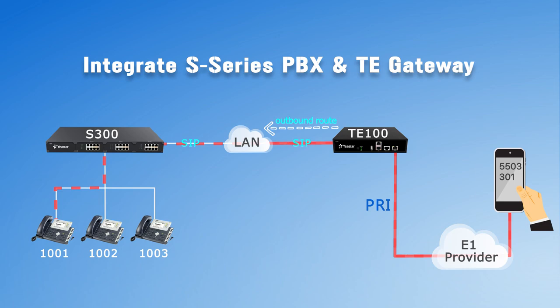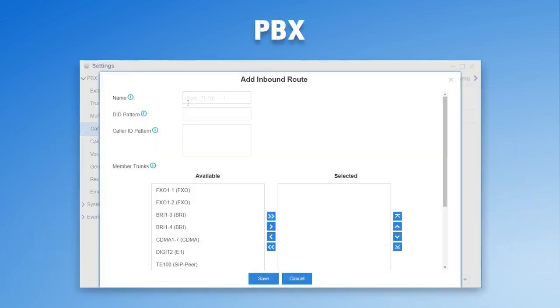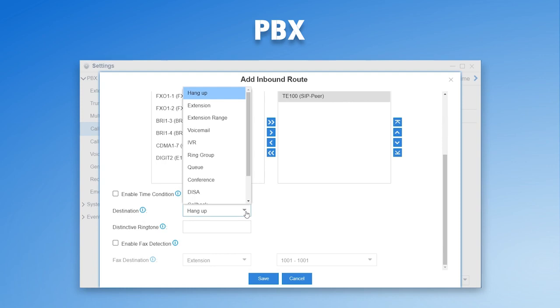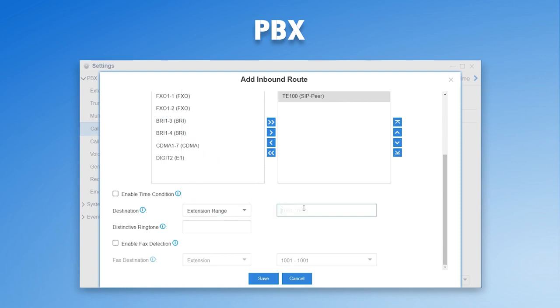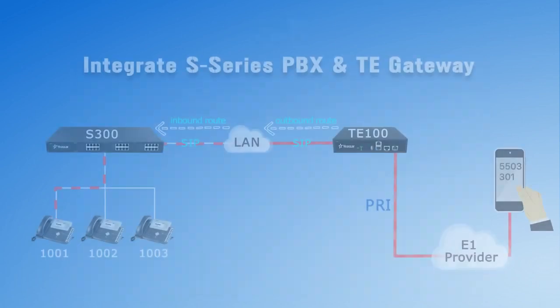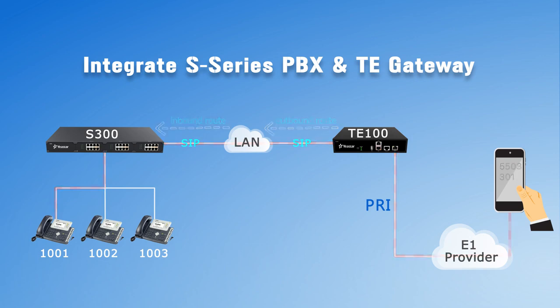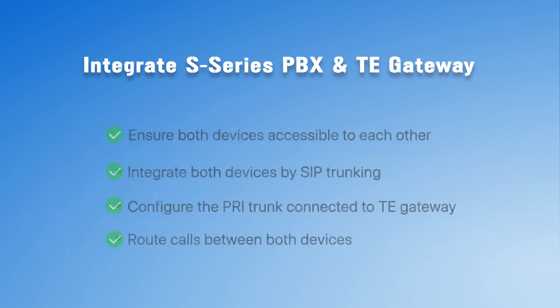Now we jump into PBX. Create an inbound route, set the DID number of the E1 trunk. Select the peer trunk and set the destination to the extension range. Save and apply all the configurations as usual. Now, external callers calling the 3 DID numbers will be connected to the 3 extension users respectively. Alright, it seems that we have a complete system to handle calls between our PBX and gateway.